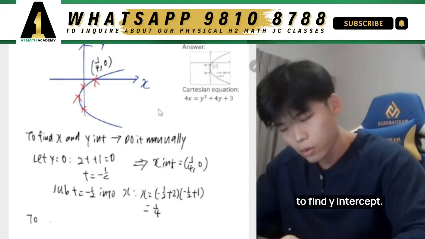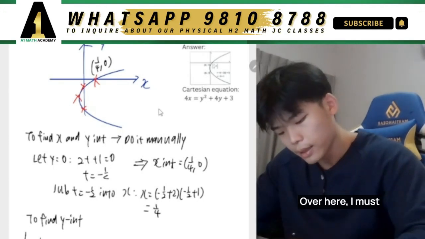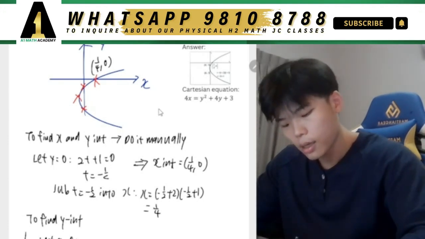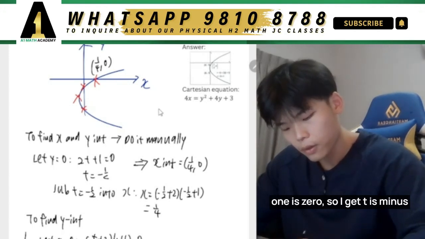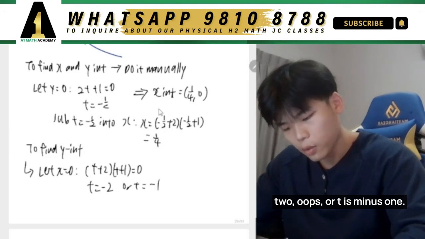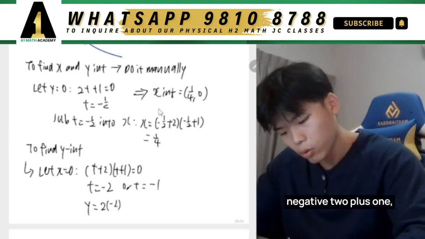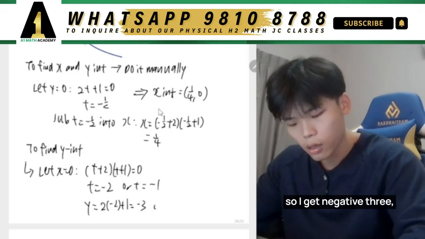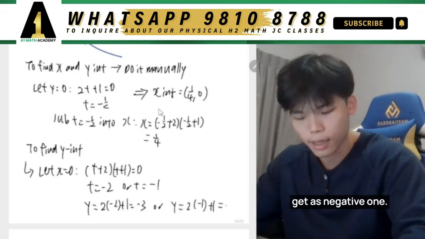For my y-intercept, I must let x be 0. I get that t plus 2, times t plus 1, is 0. So I get t is minus 2. Oops, or t is minus 1. I sub it into the y value. I get that y is 2 times negative 2 plus 1, so I get negative 3, or y is 2 times negative 1 plus 1, which I get as negative 1.